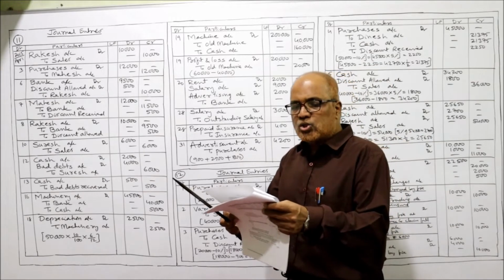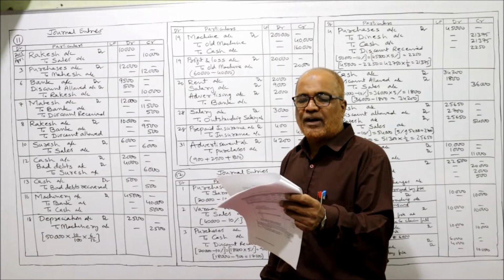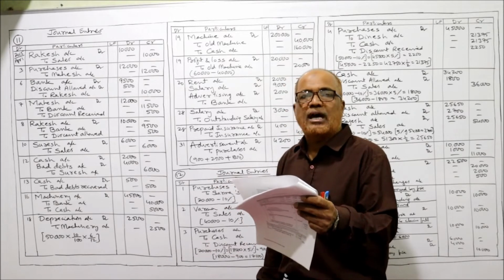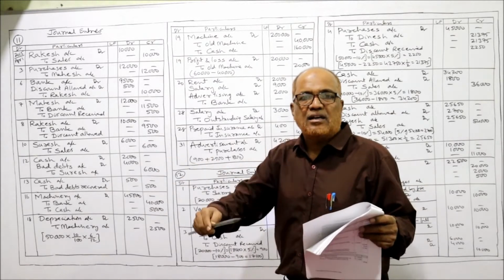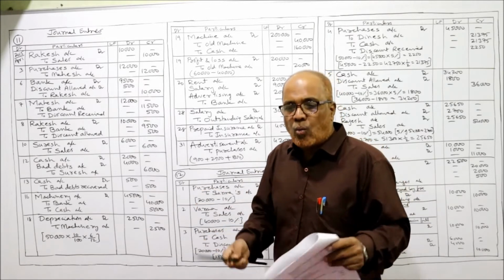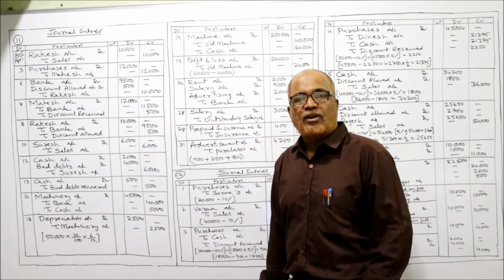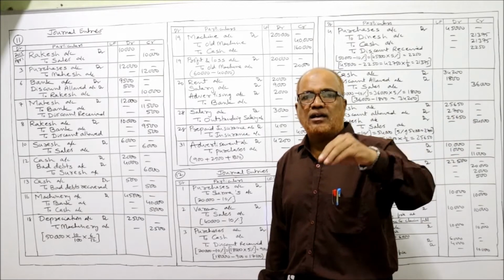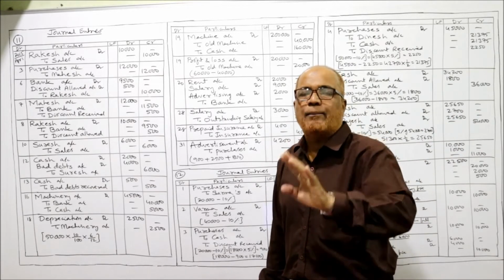Last one: goods costing 900 given as charity, goods costing 2,500 distributed as samples, and 800 goods distributed among employees. All these goods are given as charity, as free samples and distributed among employees. Why is the business giving all these things? Because of advertisement. For the purpose of advertisement, goods are given freely in the form of charity, free samples, and to employees.